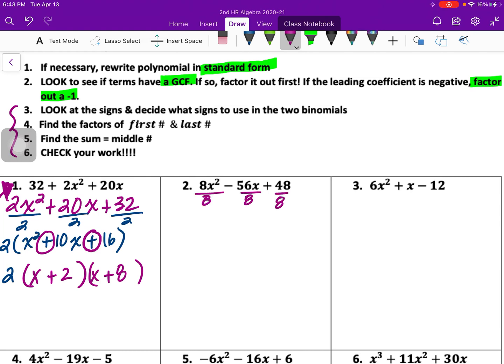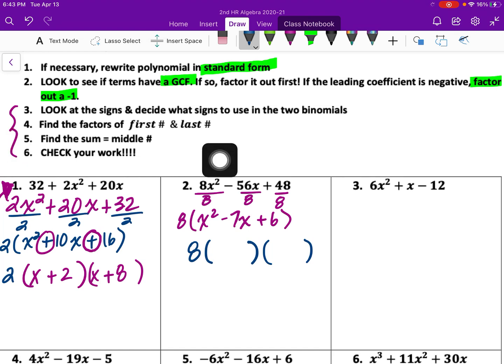So I'm going to take out my 8. 8 factors out, and we're left with x squared minus 7x plus 6. Okay, so once again, we're back to what we did yesterday. We have a trinomial with a leading coefficient of 1. So I'm going to go ahead and factor that into my two binomials, keeping in mind that I don't want to throw that 8 away. So I got to keep that 8.